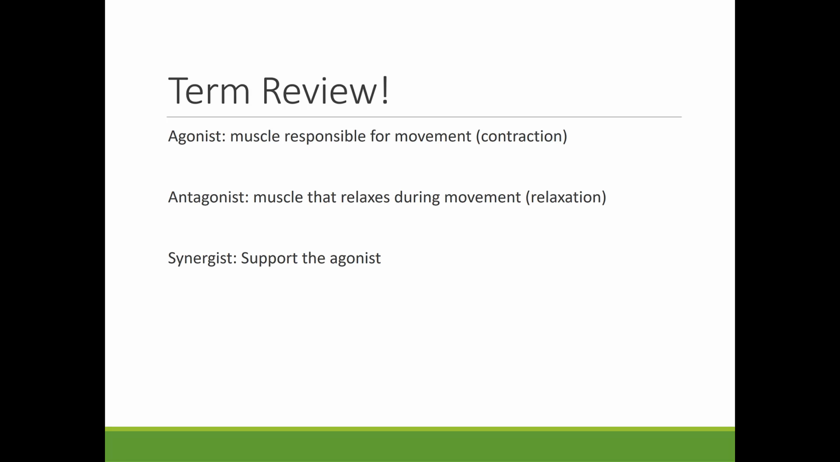So agonist, hopefully you got these right, is the muscle responsible for the movement. That is the muscle responsible for contraction. Antagonist is the opposite muscle, right? That's the muscle that's responsible for relaxing. Okay, so the antagonist relaxes while the agonist contracts. And then synergist is going to be the muscle or muscles that support the agonist during that movement.